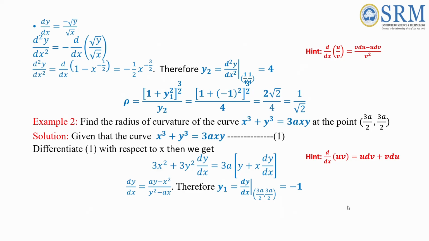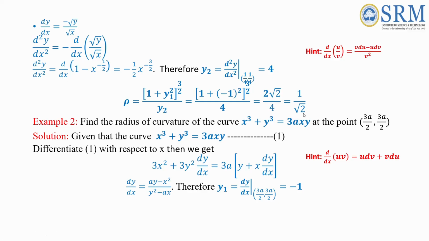So, dy by dx equal to minus root y by root x. Therefore, d square y by dx square is minus d by dx of root y divided by root x, or d by dx of 1 minus x to the power minus 1 by 2. If you differentiate this once again with respect to x, we get minus 1 by 2 into x to the power minus 3 by 2. Therefore, y2, which is equal to d square y by dx square at the point 1 by 4, 1 by 4, is equal to 4. Now, plug these values y1 and y2 in the formula rho equal to (1 plus y1 square) whole power 3 by 2 divided by y2. That gives the value rho equal to 1 by root 2.